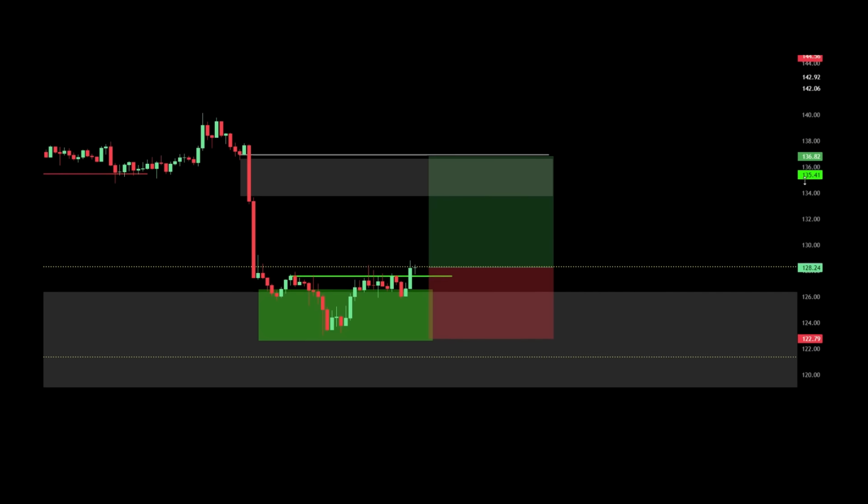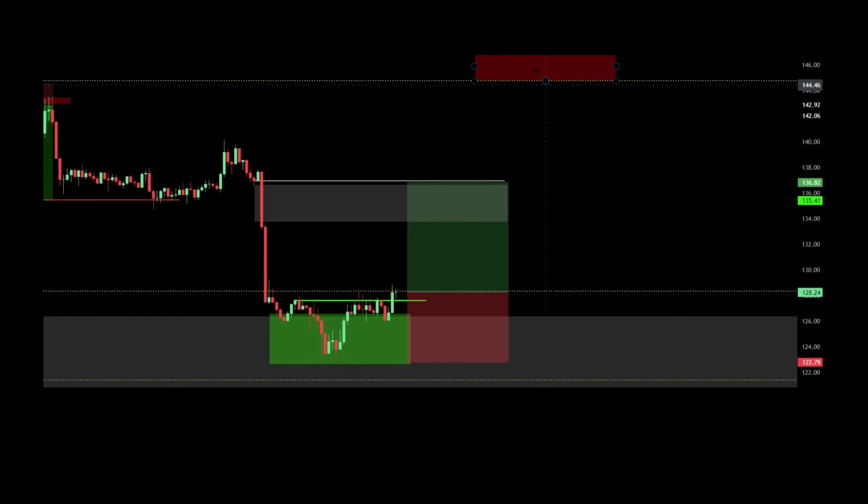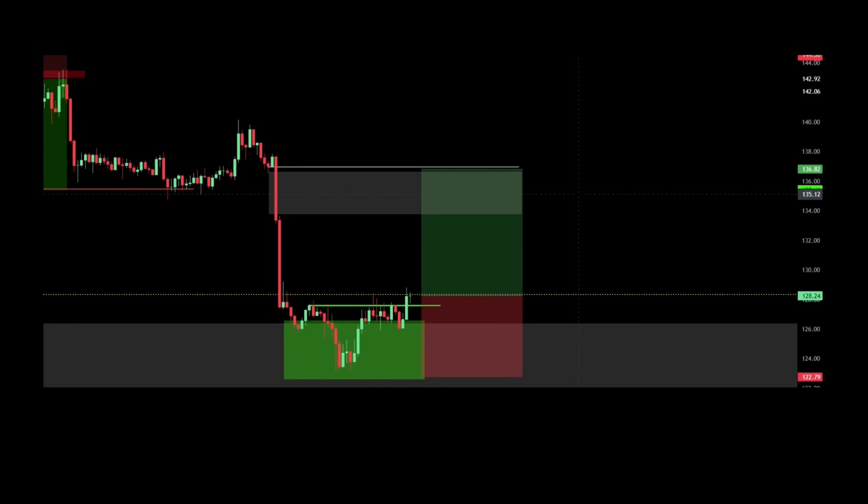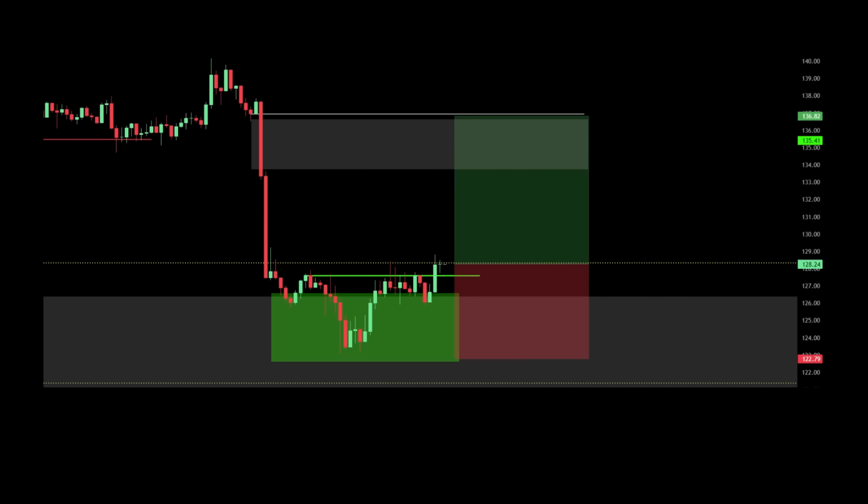This is a very good setup. You could also look to target the highs of the week as well. It all depends on how you like to trade and how long you like to hold your trades. So let's play this out.